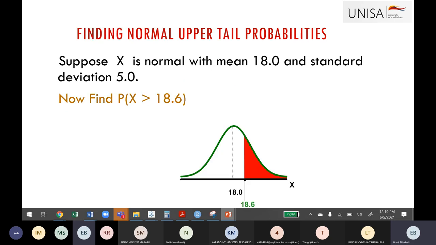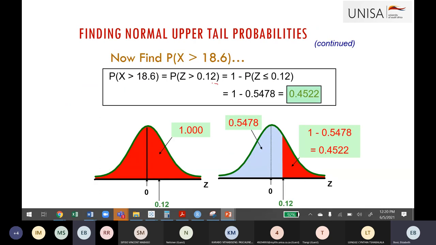Okay, and we looked at an example where we are given the mean of 18 and the standard deviation of 5, and we need to find the probability that X is greater than 18. We've done the previous exercise and calculated the Z value, and our Z value was 0.12. Therefore, to find the complement of Z greater than 0.12, we say 1 minus the probability of Z less than 0.12, because we can find this 0.12 on the table. So 1 minus 0.5478 gives us 0.4522. And that is the probability of, sorry, the probability of greater than.